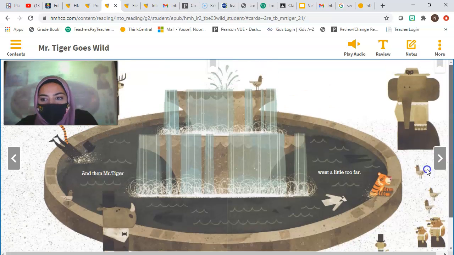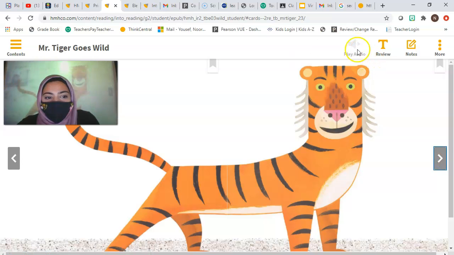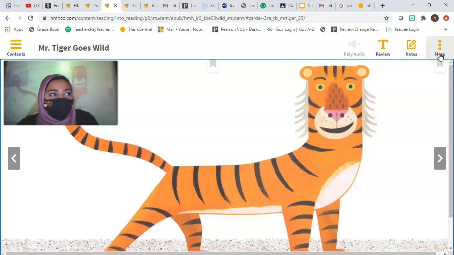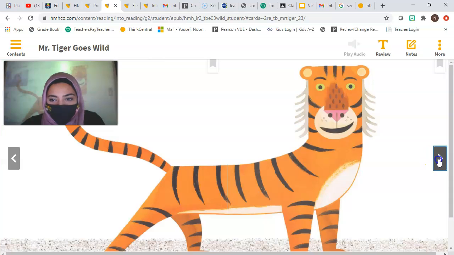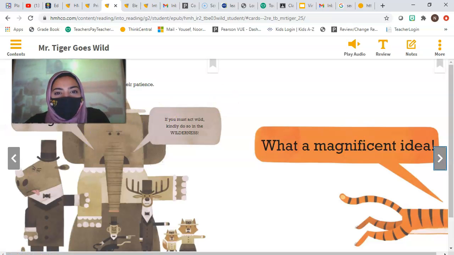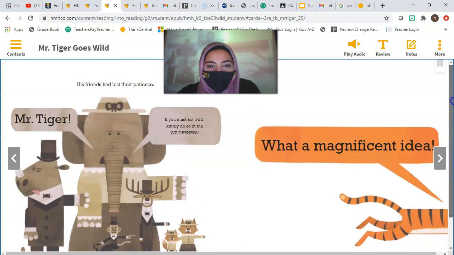Look at all of them. Look at him like, oh, look at the elephant. Oh my goodness. Right? Uh-oh. Look at him. Look at Mr. Tiger. He's naked. All right, let's keep reading. But that's a good point. Are tigers supposed to be naked? Yes, tigers don't wear clothes. All right, let's keep reading.